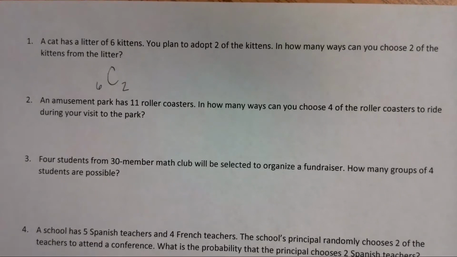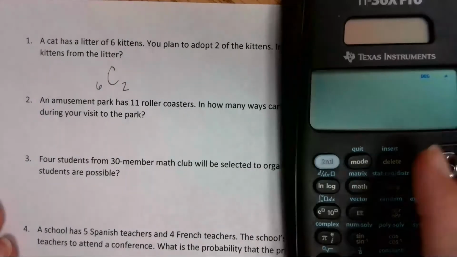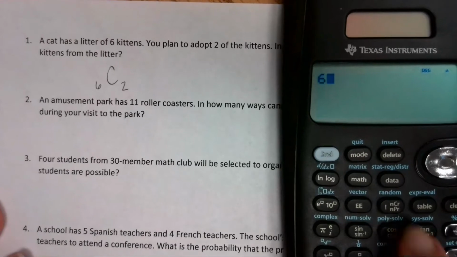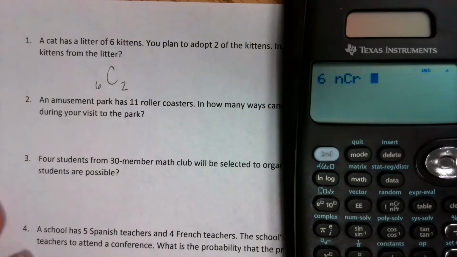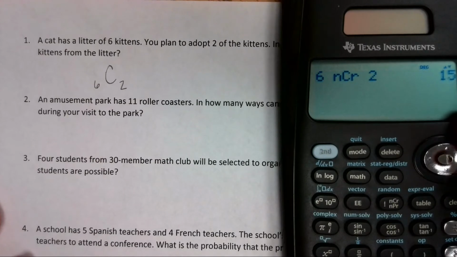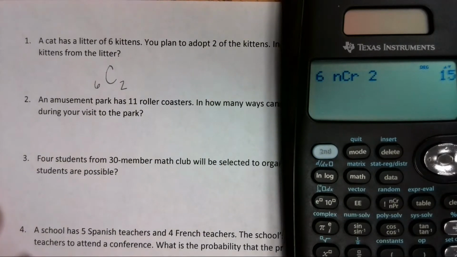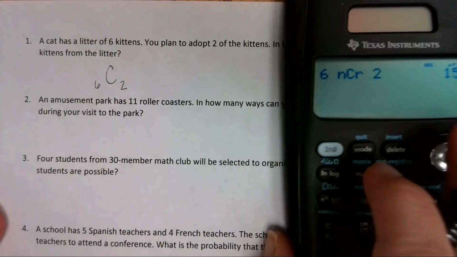Then I just use my calculator. So 6, oops, too far. I want my nCr, and then 2. And there are 15 different ways that I can choose 2 items from my set of 6 kittens.